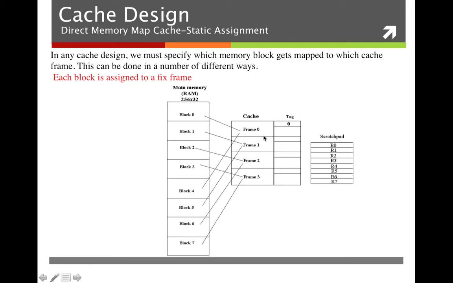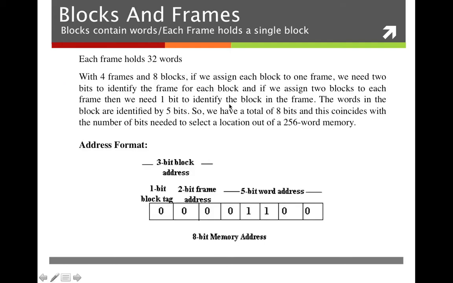The way you find out which block is in a frame is by way of a tag, which identifies the block that is actually in the frame. So when you come to access a block, and you know exactly, and you'll see this in just a little bit, what frame it is assigned to, and then you just search for the block ID. In this situation, we have a 1-bit block tag, which happens to be the leftmost address, and then a 2-bit frame address.